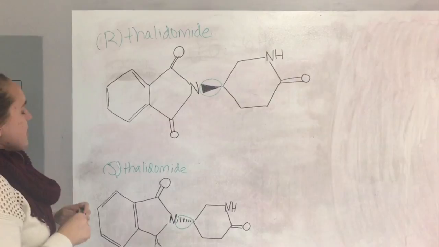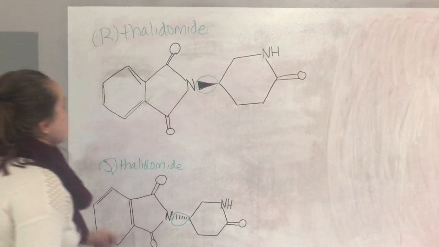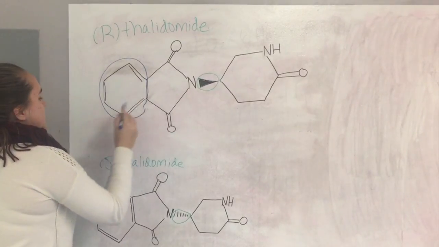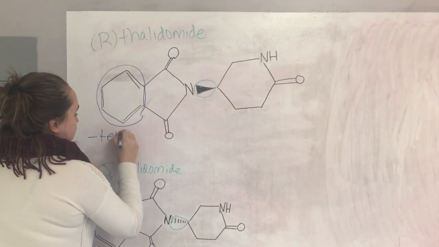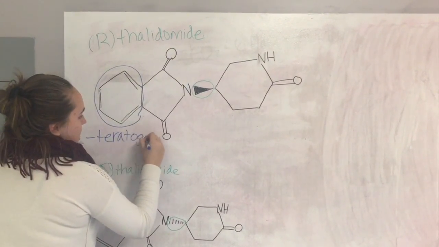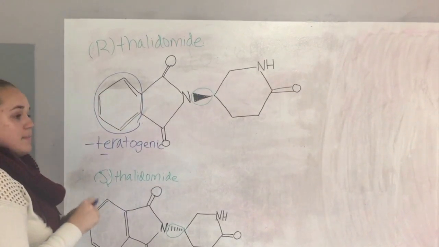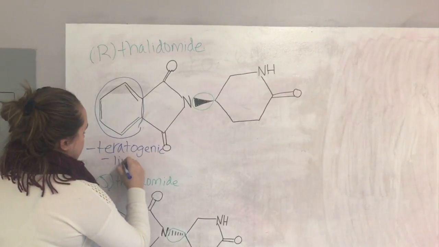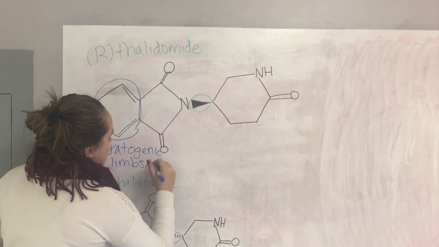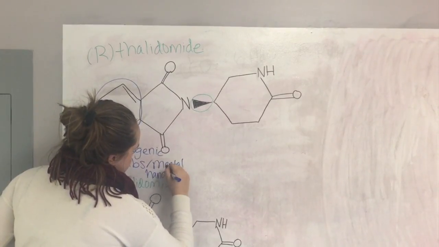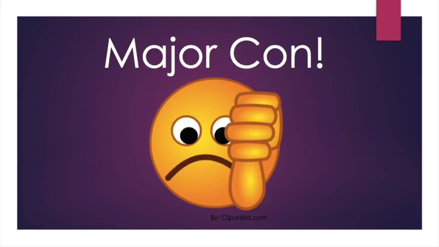So the first thing that we're looking at is this left ring right here. And this left ring is what caused the teratogenic effects. That basically meant that was what caused the limbs to be deformed, and that also caused the mental handicaps. So the teratogenic effects were a huge negative that ruined the lives of many babies.